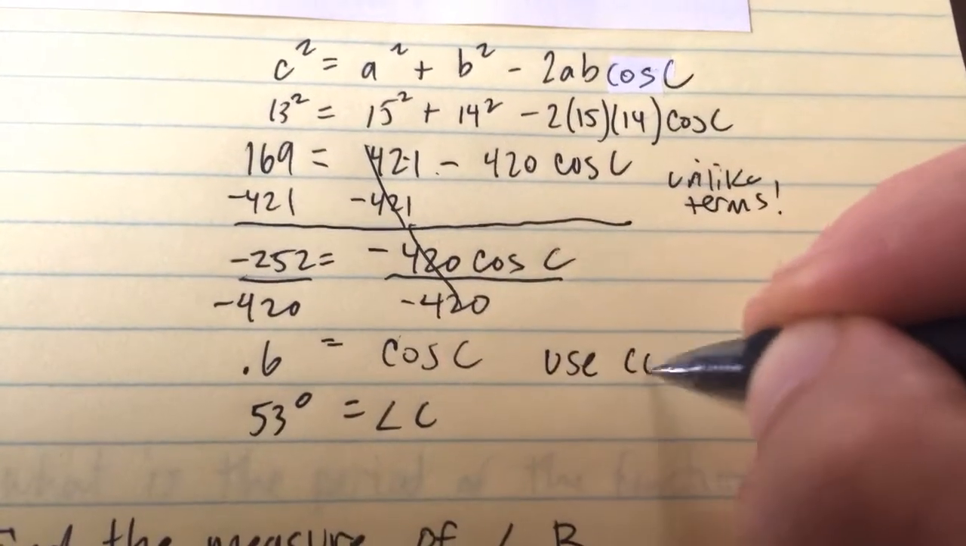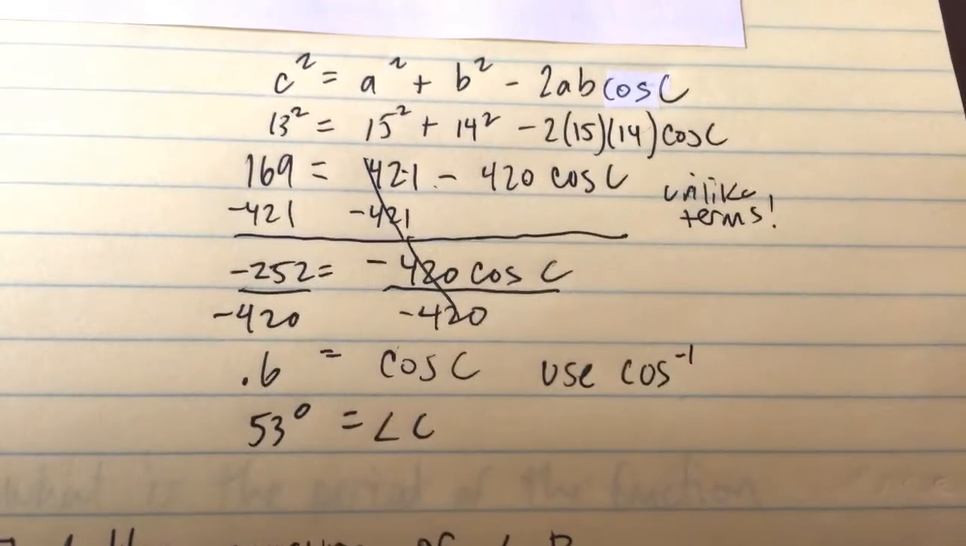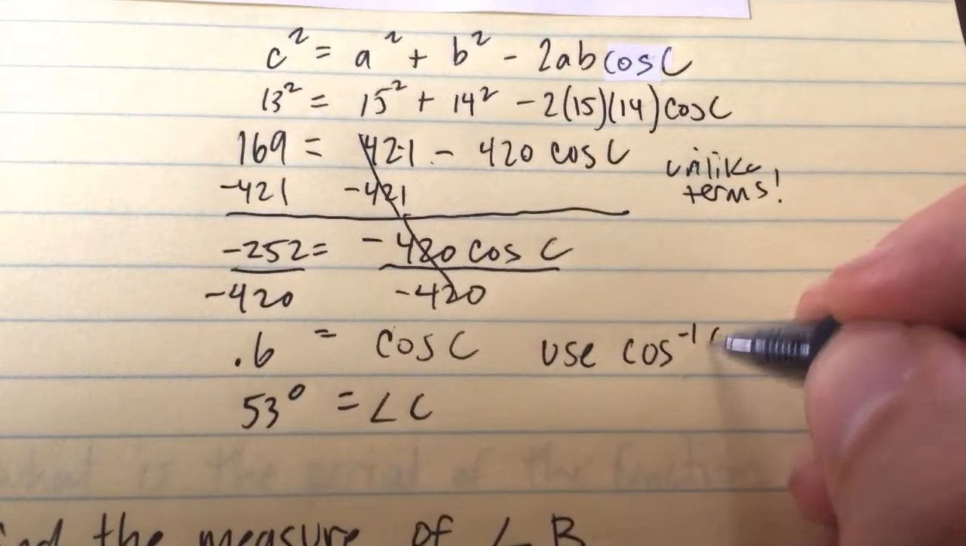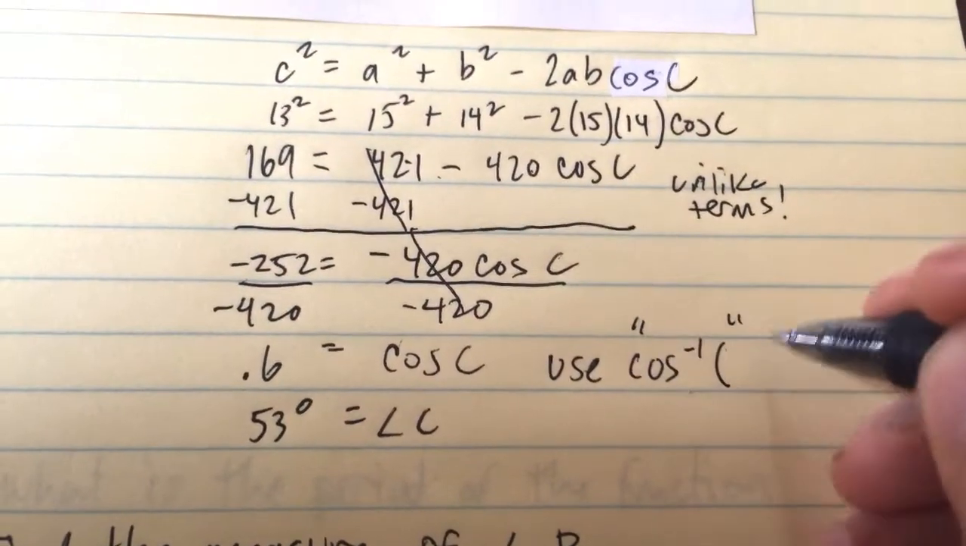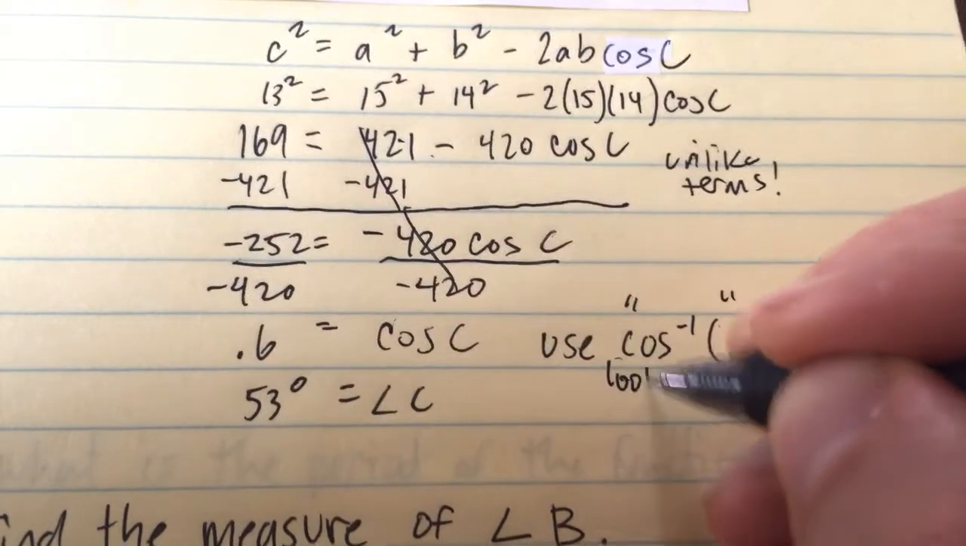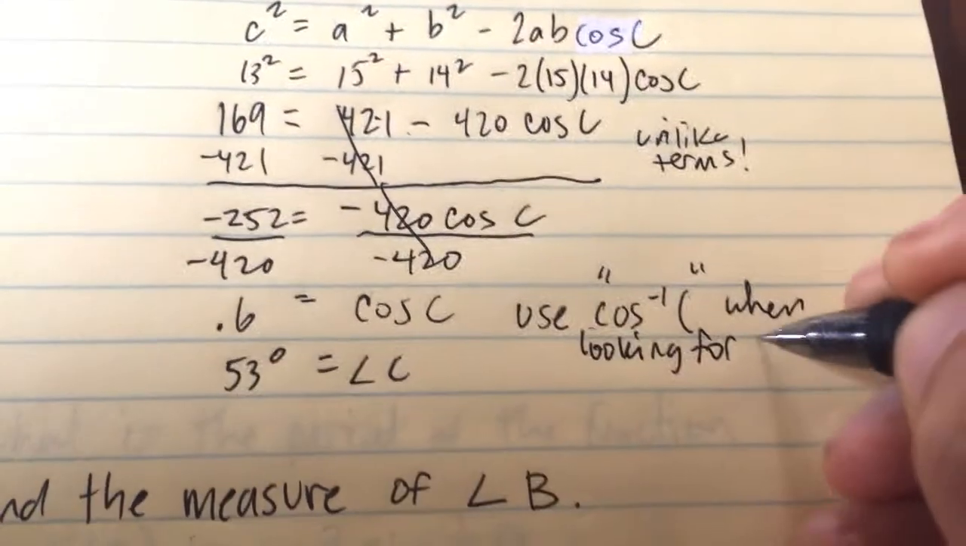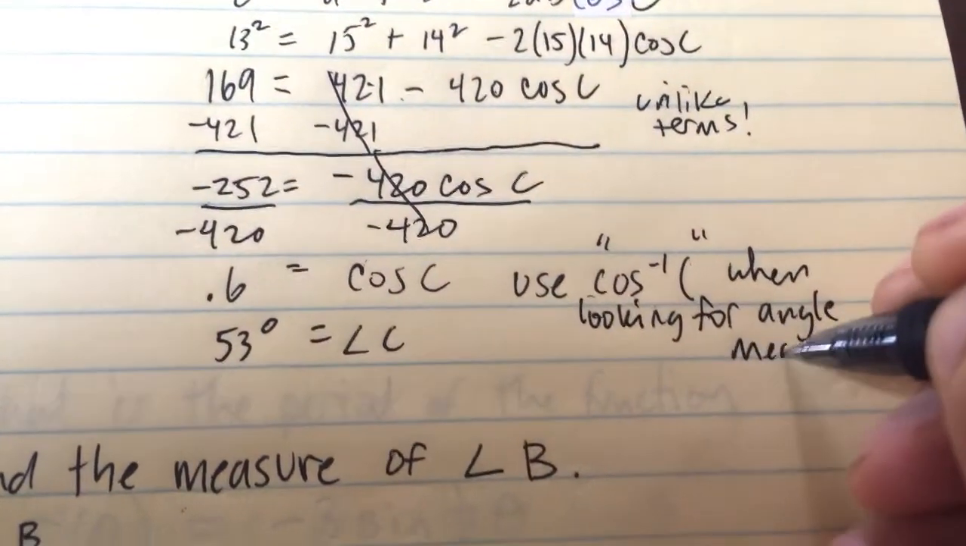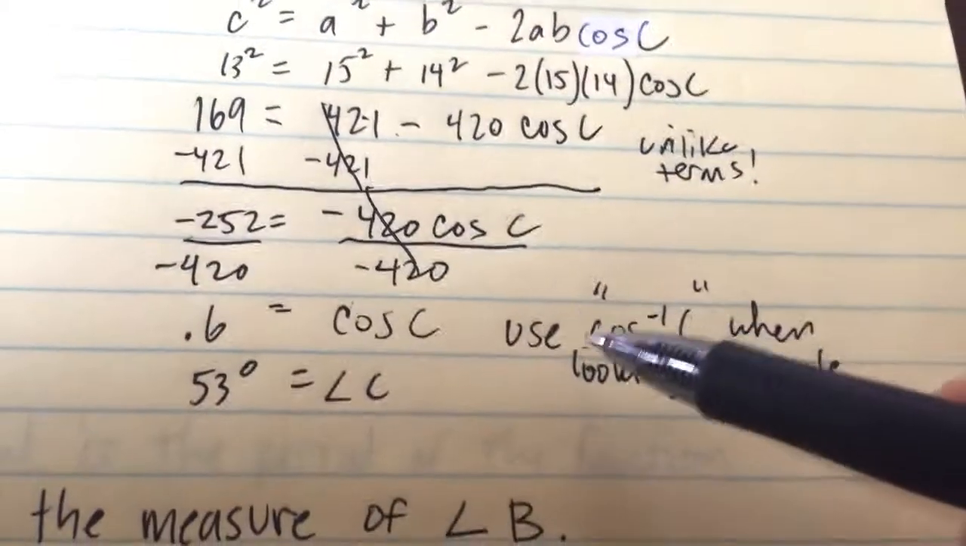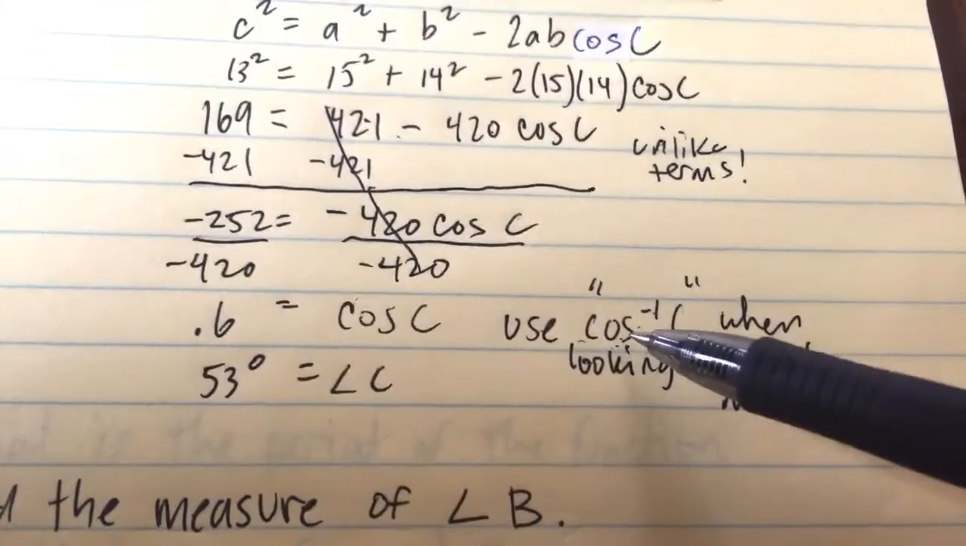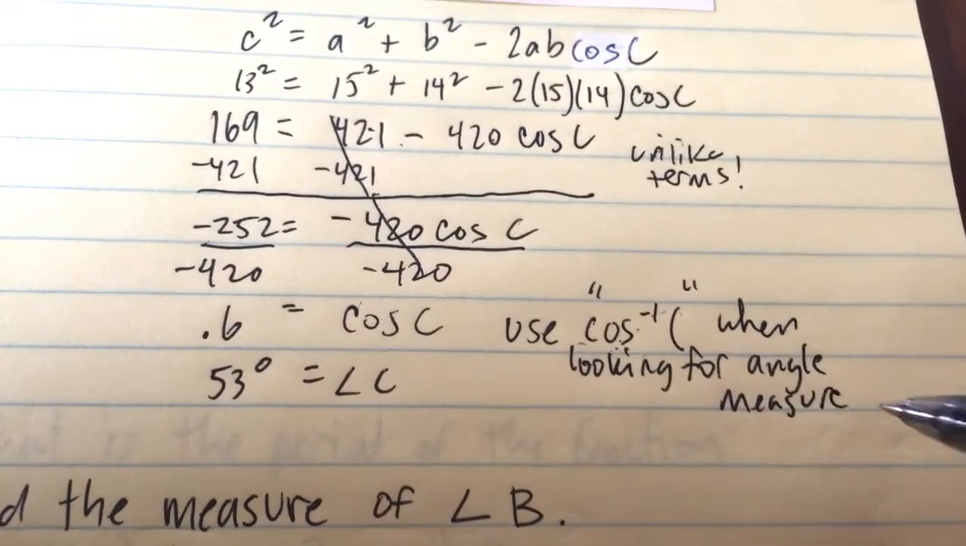Okay, so you're going to have to use this inverse cosine when looking for an angle measure. Okay, then you would use sine, second tangent, so that it's inverse sine, inverse tangent when you're looking for an angle measure.